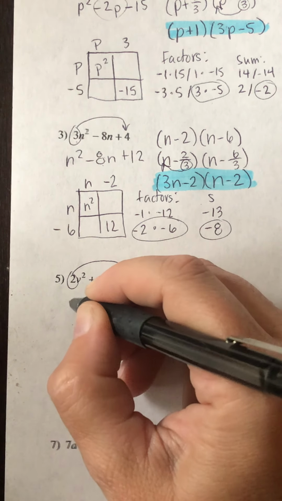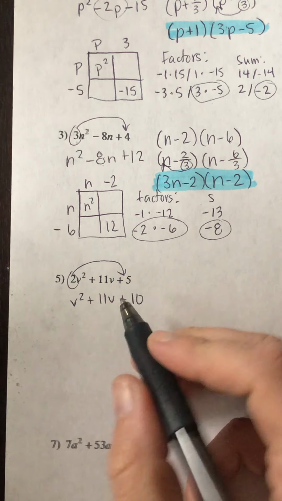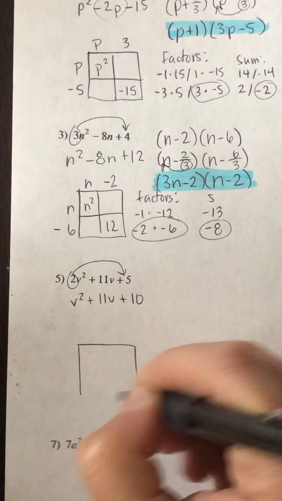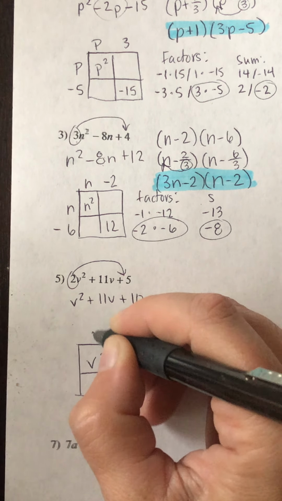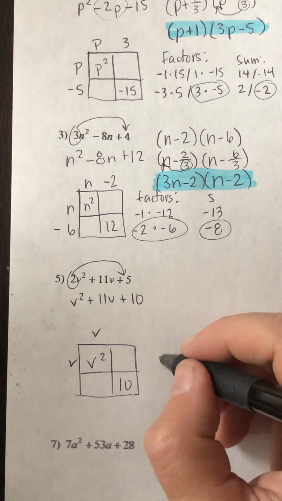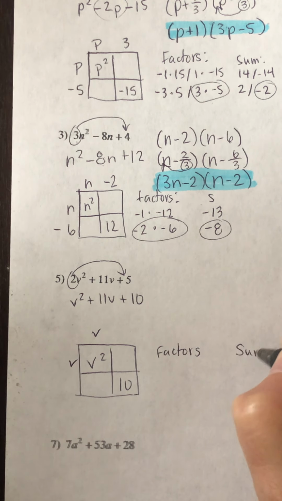Two times 5, that's going to give us 10. So v squared plus 11v plus 10. Again, we're all positive here. That's nice. Factors of 10, and we want their sums.